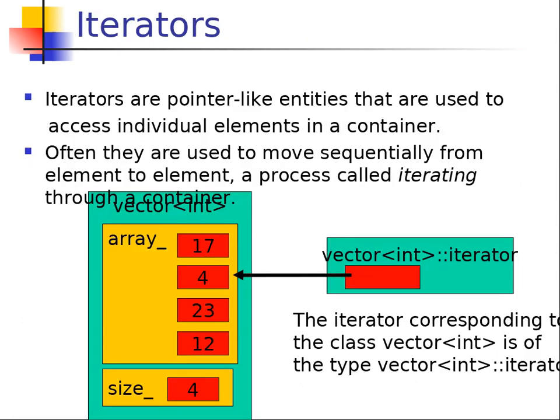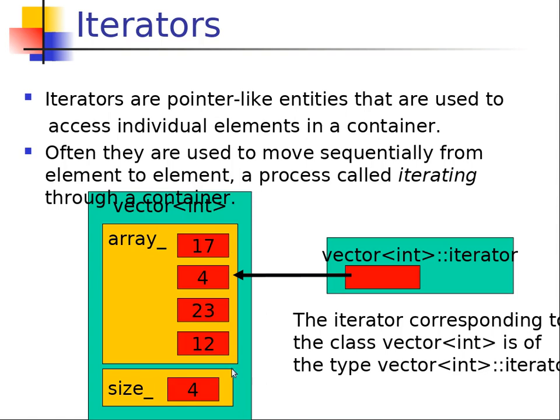All right, we'll skip that. Iterators. Now they're going to start talking about iterators. I just showed you what they were, but let's go ahead and do them again. Iterators are pointer-like. They behave like pointers, but they are not actually pointers. They are used to access individual elements in a container. Often they're used to move sequentially from one element to the next, a process called iterating through a container.